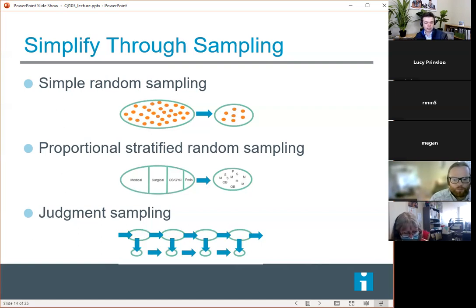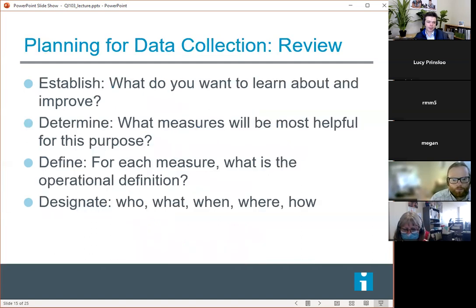The problem with this, of course, is that it can easily introduce selection bias. It depends on an individual selecting them out. But that's only for circumstances where what you're studying is typically quite rare. And if you just collected a whole cohort, you would create a huge amount of work for very little actual positive cases. So when you're planning for data collection, you need to establish, determine, define, and designate. And it's pretty much self-explanatory. It's just going over what we've talked about.